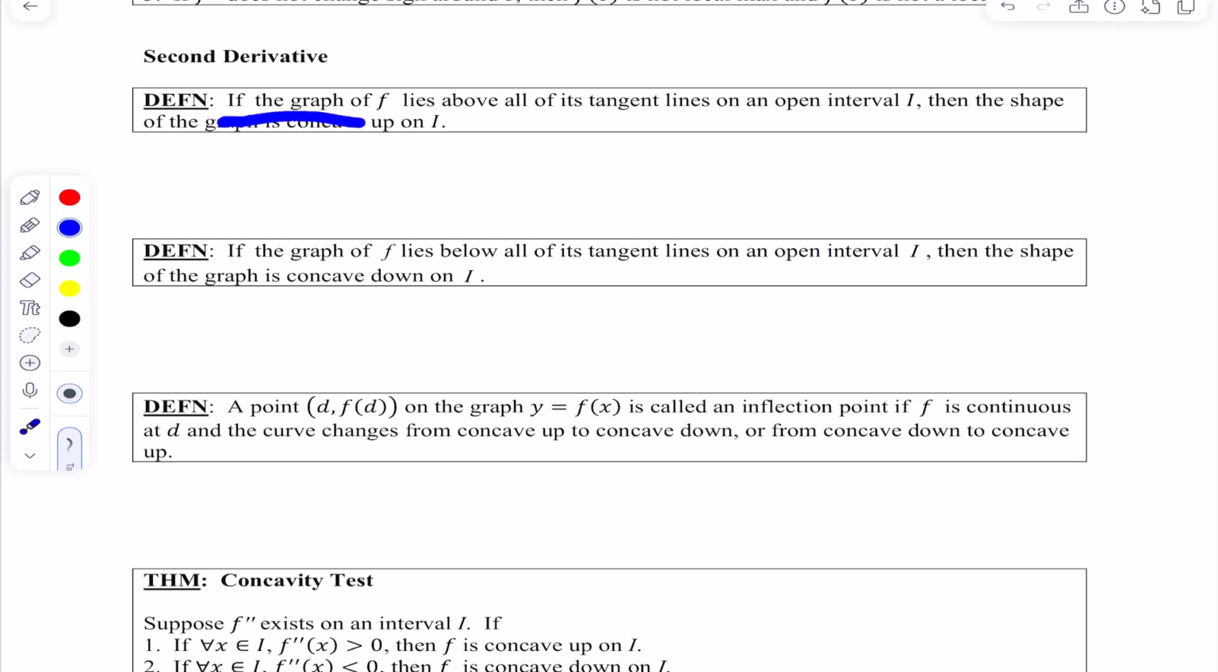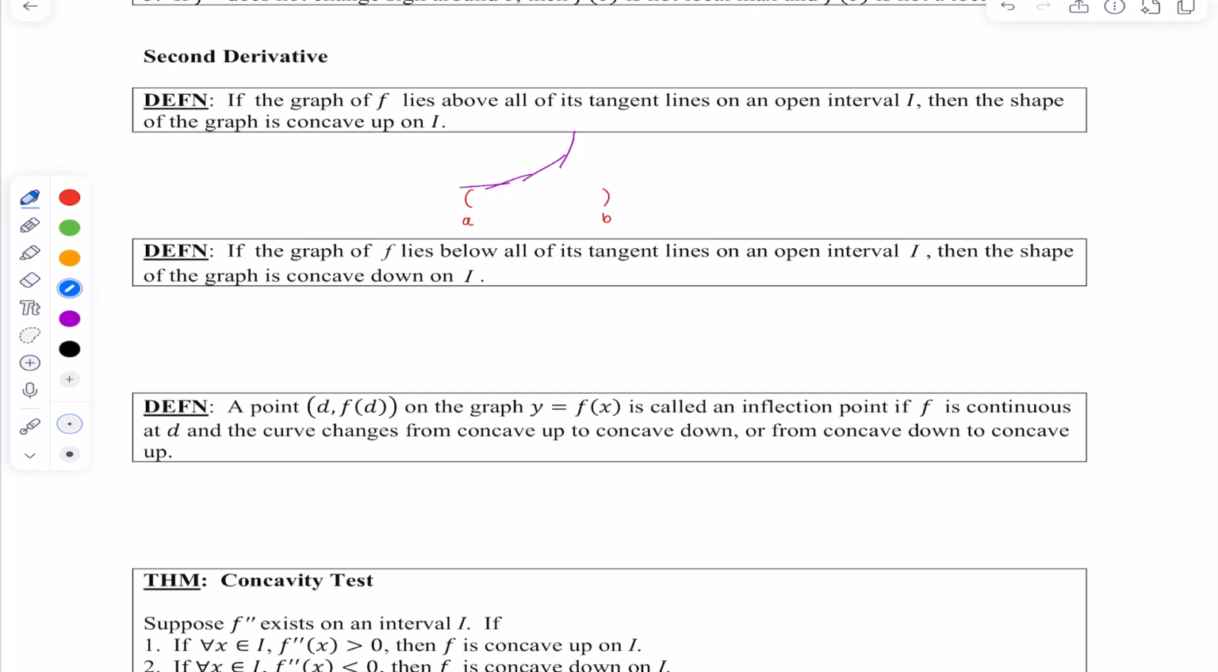So if the graph of a function lies above all its tangent lines on an open interval I, then the shape of the graph is concave up on that open interval I. So why don't we begin with some kind of open interval? You could call it A to B, and then what would the tangent lines look like? Maybe the tangent lines look like this, right?